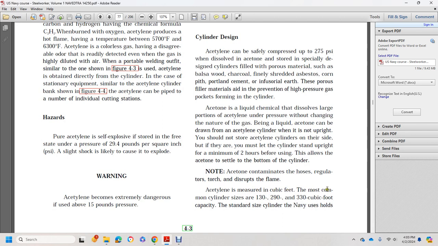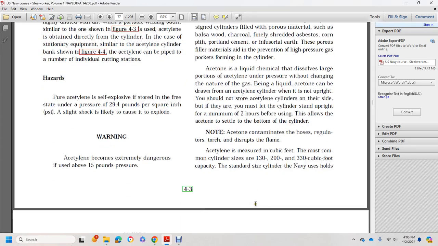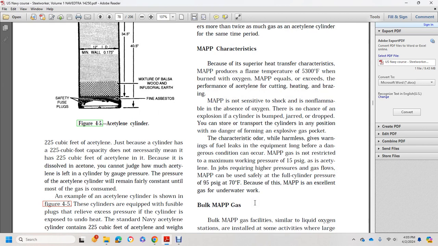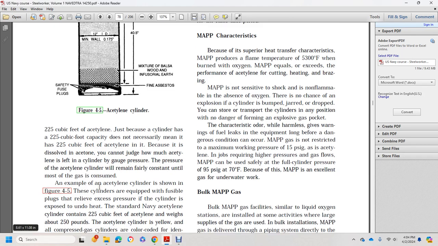Acetylene is measured in cubic feet. The most common cylinders are 130, 290, and 330 cubic feet. The standard Navy cylinder holds 225 cubic feet, but that does not necessarily mean there are 225 cubic feet of acetylene in it, because it is dissolved in acetone. You cannot judge how much acetylene is left in the cylinder by gauge pressure. The pressure of the acetylene cylinder will remain fairly constant until most of the gas is consumed.